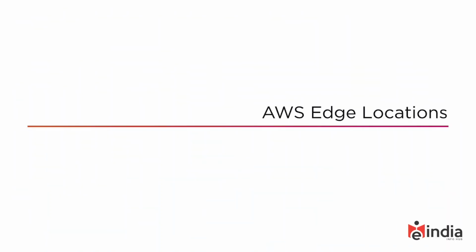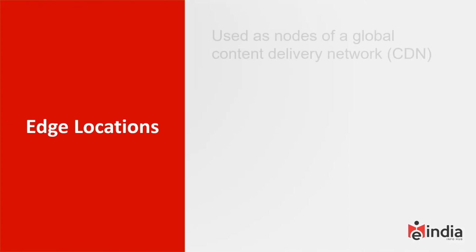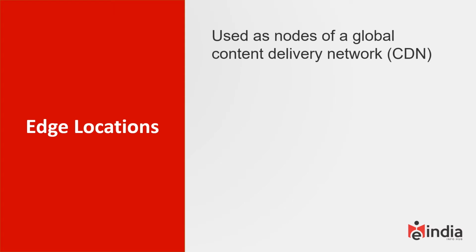Now the next concept that we need to cover in the AWS global infrastructure is the concept of edge locations. So let's talk about edge locations. First of all, edge locations are used as a part of a global content delivery network, or you'll sometimes hear this called a CDN. Now there are two specific services within AWS that leverage these edge locations.